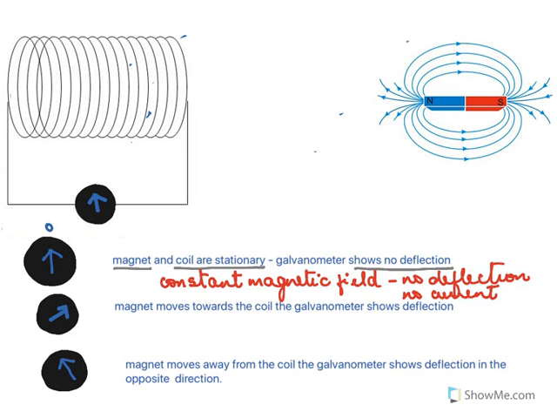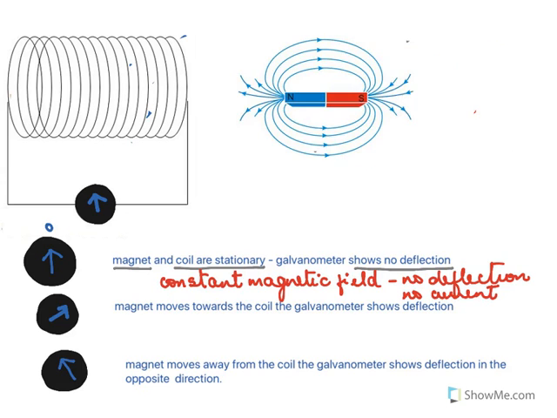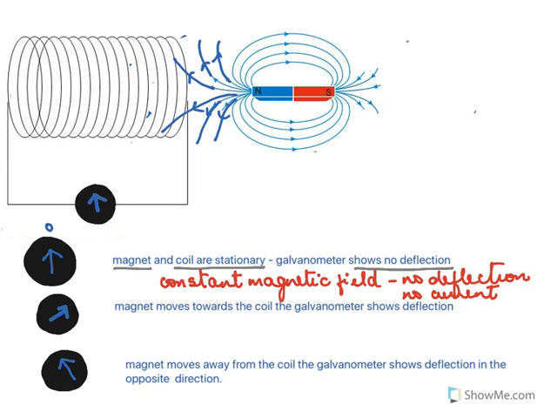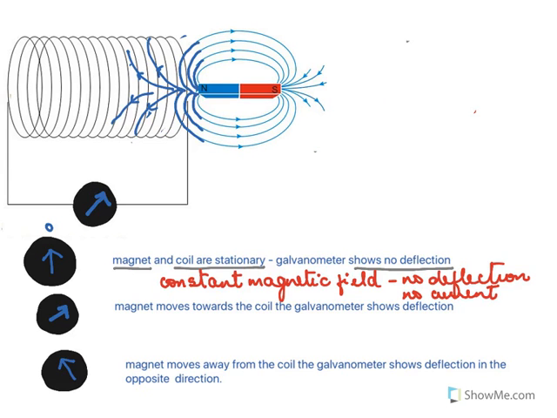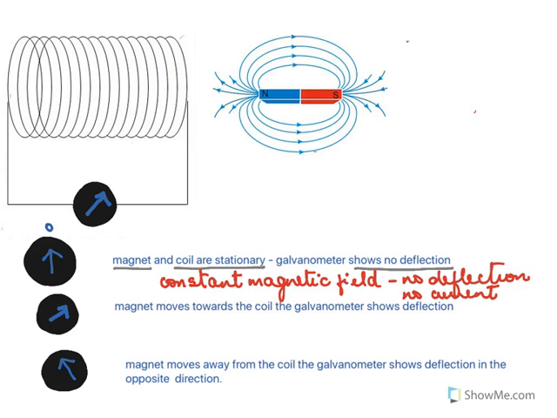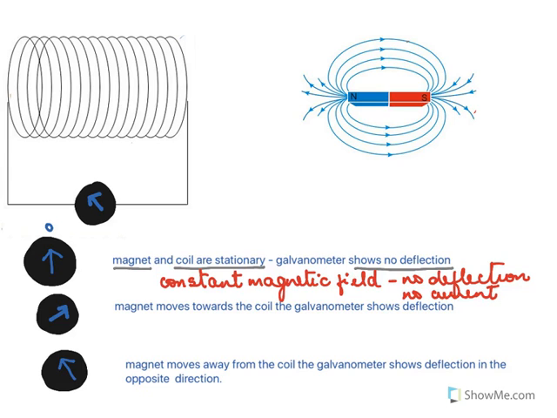However, when the magnet is now moving towards the coil, the magnetic field associated with this coil keeps increasing. The coil is in a region of increasing magnetic field, and hence current gets induced. The same happens when it is moving away. The coil is now in a region of changing magnetic field, and hence current is induced in the coil.